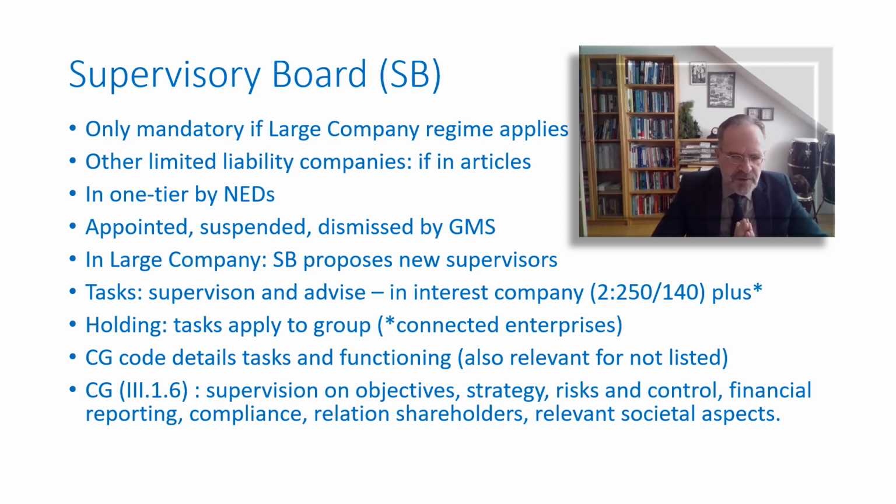I'll leave the first 3 points because they were more or less covered and the one tier is still to come. The supervisory board is appointed, suspended and dismissed just like the management by the general meeting of shareholders. The large company must have a supervisory board and the supervisory board can propose its own new supervisors. What are the tasks? Also openly defined in the law to supervise and advise, and also that, just like the management, must be performed within the context of the interest of the company.